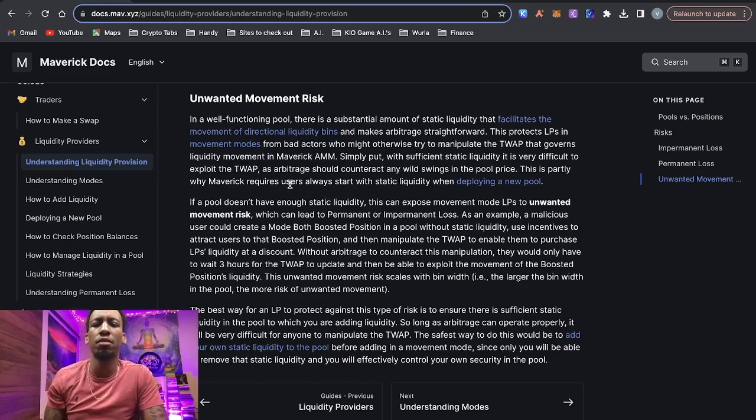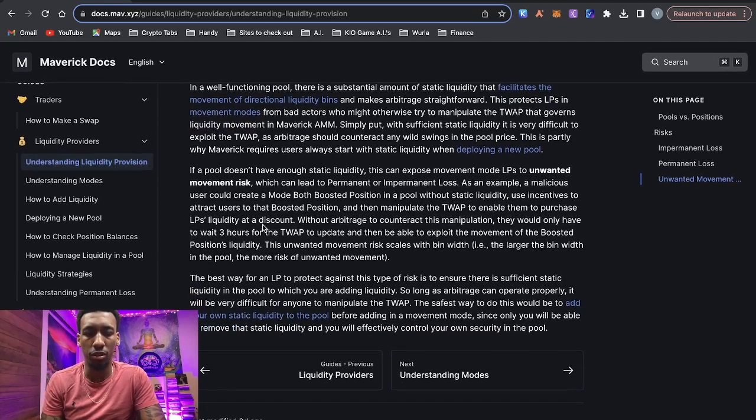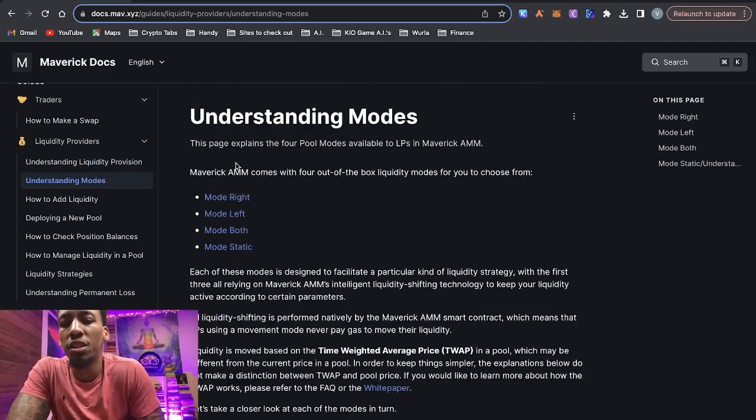This is partly why Maverick requires users to always start with static liquidity when deploying a new pool. If it doesn't have enough static liquidity, this can expose movement mode LPs to unwanted movement risk. So if you want to learn more about this, read through it. But basically, the less liquidity it has, the worse it is. And that's why liquidity is the most important thing when it comes to trading, providing liquidity. For anything to happen in this pool, there needs to be enough water. And that's for people who want to swim, people who want to dive, people who want to build coral reefs. You get my analogy.